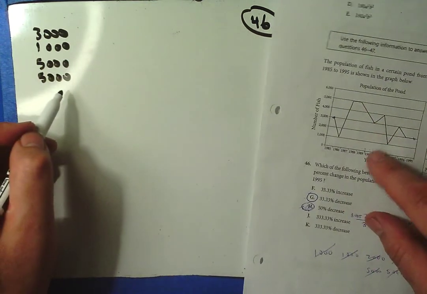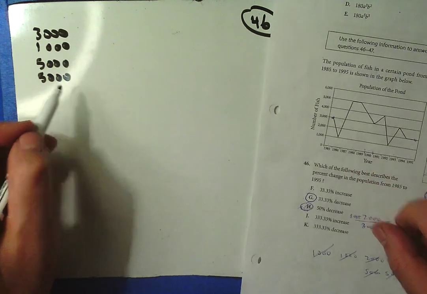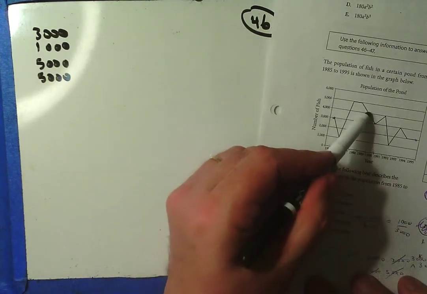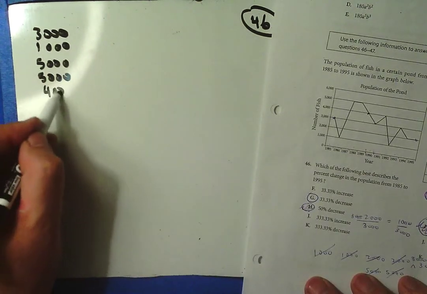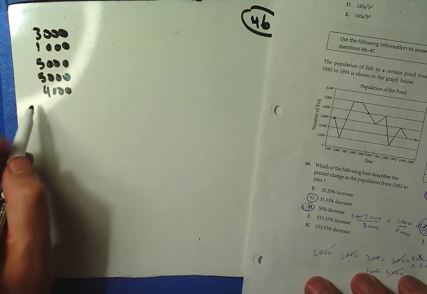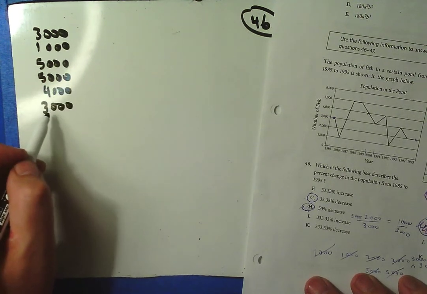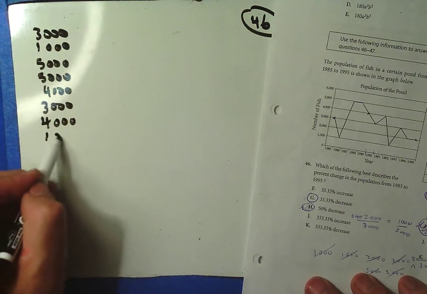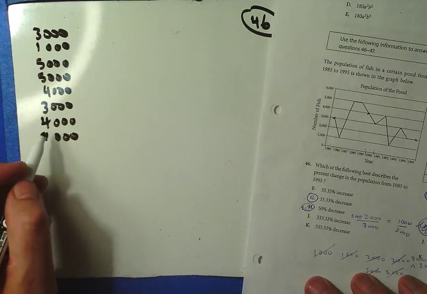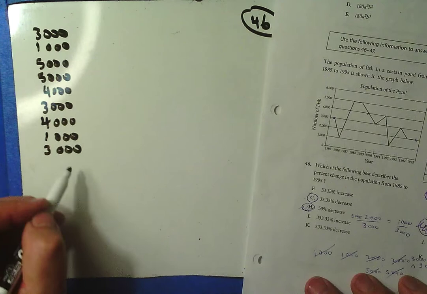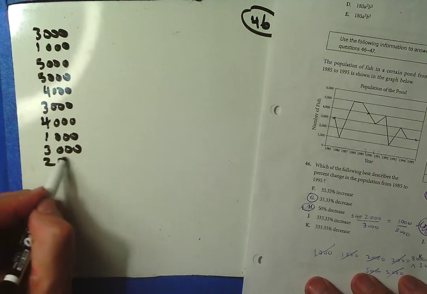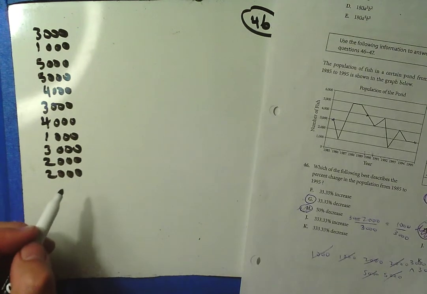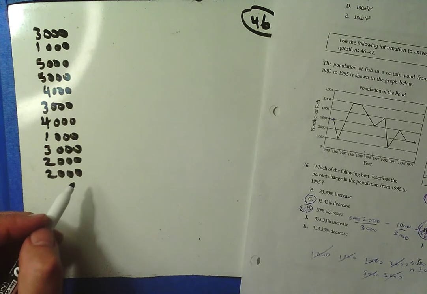And in 1989, I'm here at 4,000. In 1990, I'm at 3,000. In 1991, I'm back to 4,000. In 1992, I'm down to 1,000. 93, I'm at 3,000. 94, I'm at 2,000. And 95, I'm at 2,000. Woof. And it asked me what's the median population.